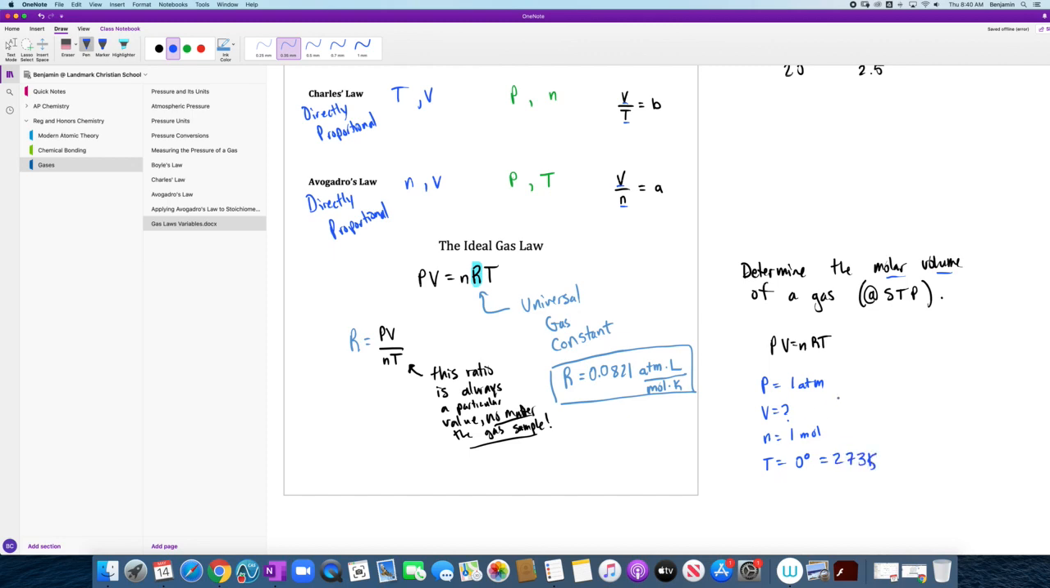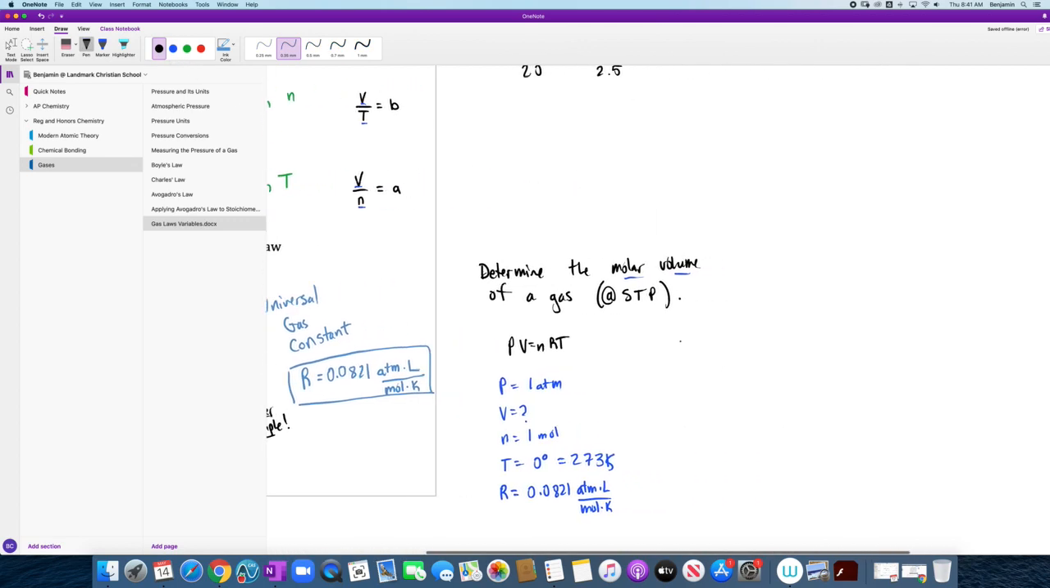So with that, we can actually solve for the volume. There is one more letter, that's R, but we just talked about that. That's the universal gas constant, and it always equals 0.0821 atmospheres liters over moles Kelvin. Okay, so let's plug in what we have here and solve for the molar volume of a gas. A really important result. We'll rearrange this equation for volume. Volume equals nRT over P.